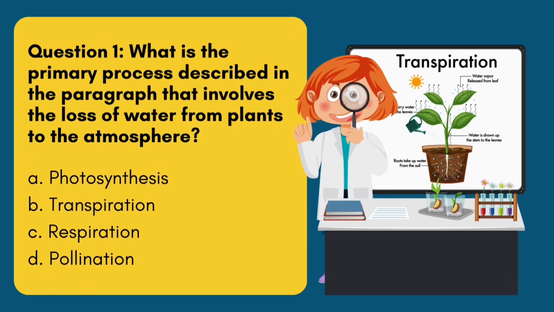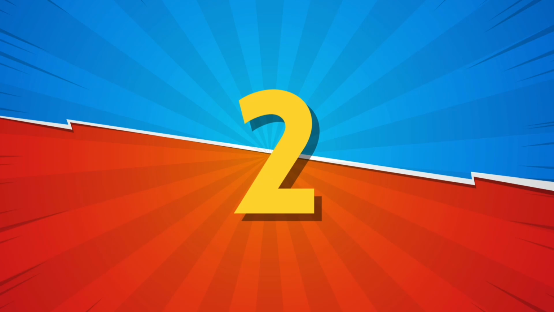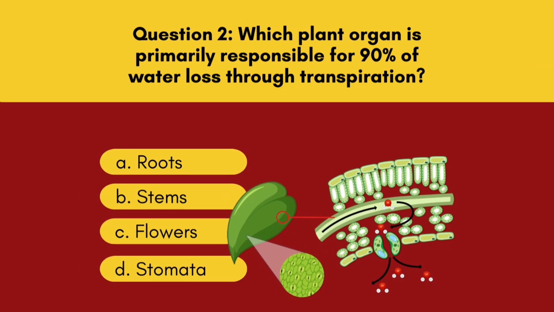Question 1. What is the primary process described in the paragraph that involves the loss of water from plants to the atmosphere? Question 2. Which plant organ is primarily responsible for 90% of water loss through transpiration?